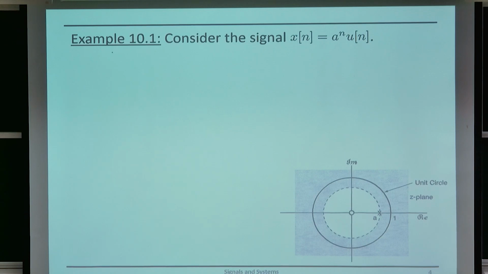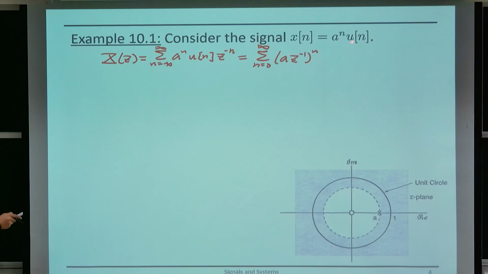In this case, the z transform by the formula given before is the sum of x[n], which is a to the power n u[n], times z to the minus n, for n from minus infinity to infinity. Now, u[n] here is the unit step function, which is non-zero only for n greater or equal to 0. So you can limit the summation from 0 to infinity of a to the n times z to the minus n. But we can combine these two to get a z to the minus 1, the whole thing to power n.